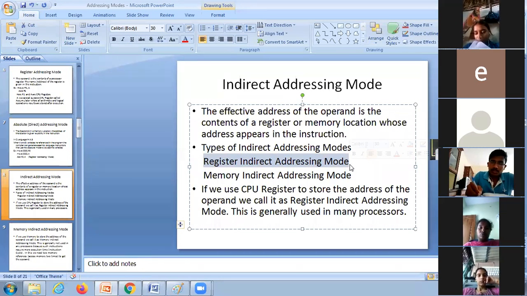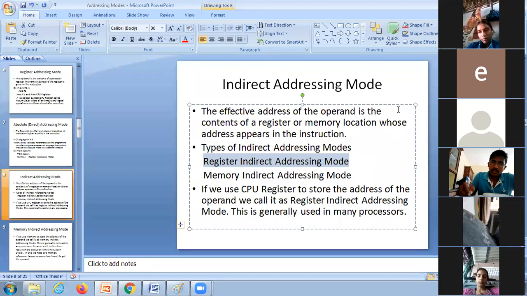But if you specifically mention memory indirect addressing mode, then that will also be part of indirect addressing mode, but you have to mention it specifically. For register indirect addressing mode, you need not mention register separately. Why? Because by default, register indirect addressing mode is indirect addressing mode. I will explain the reason why we call it like that.